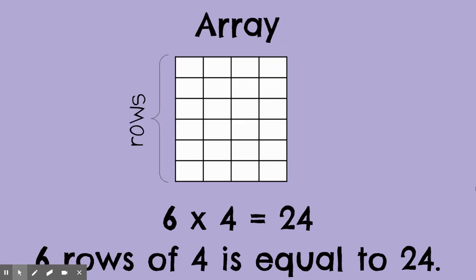We also use arrays. So arrays are arranged in rows and columns. In this case, if we have 6 times 4, that means we have 6 rows of 4. So we would model our array by doing 6 rows, and each row would have 4.